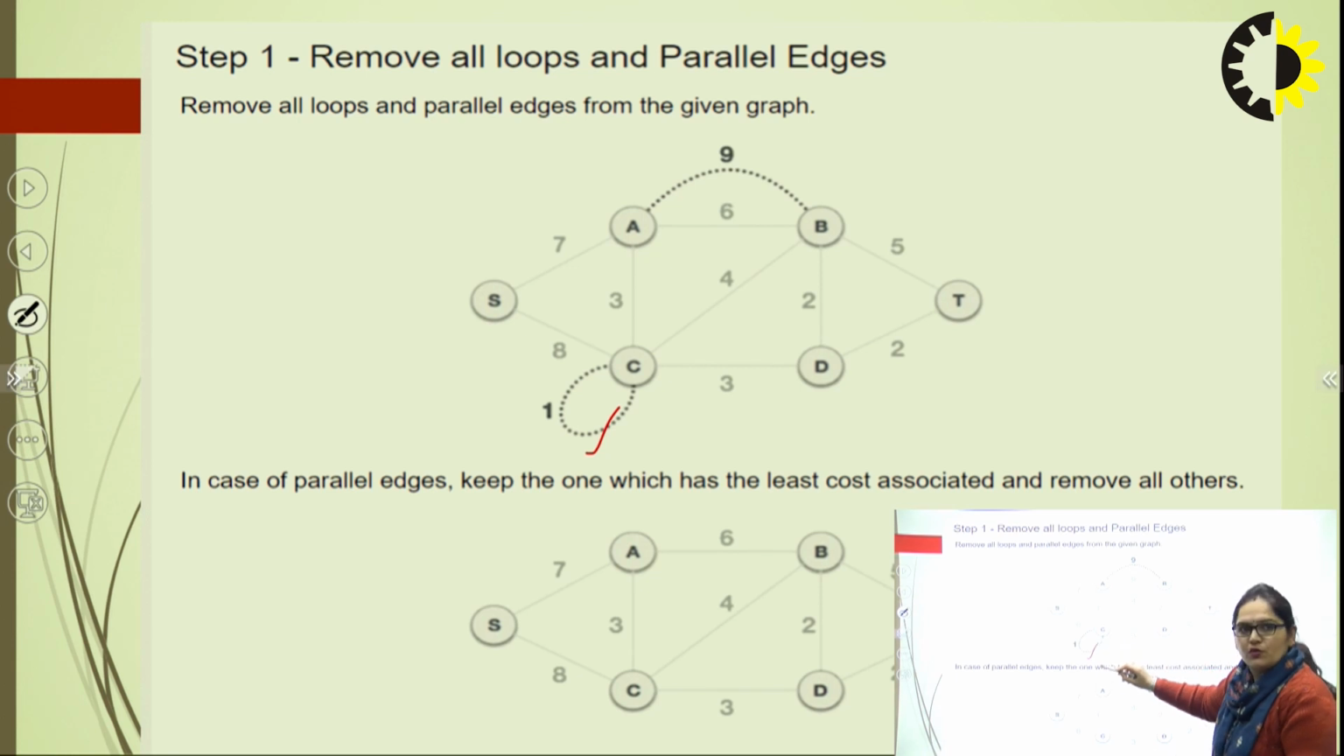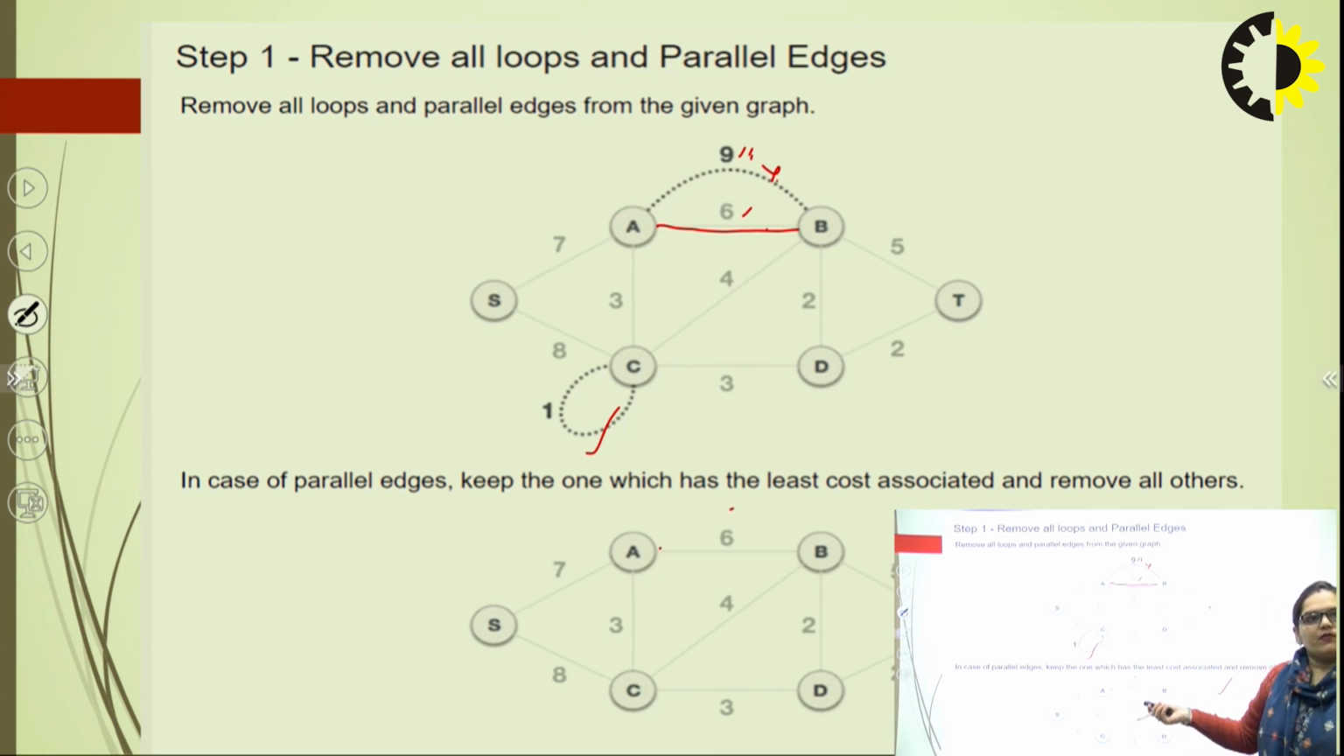So this is a loop, so first we have to remove this loop from our graph. Then also there is a parallel edge, so we also have to remove this particular parallel edge. There are two edges here between A and B. One edge has cost 6, another has cost 9. Of these two options we will ignore the edge which has the highest cost value, and retain the edge with the minimum cost value, which is 6. So in the first step we remove the loops and parallel edges from the given graph.